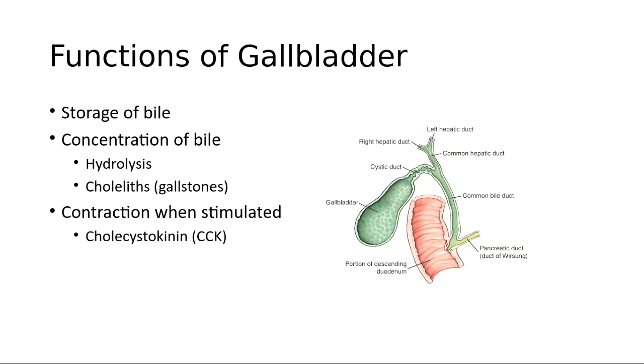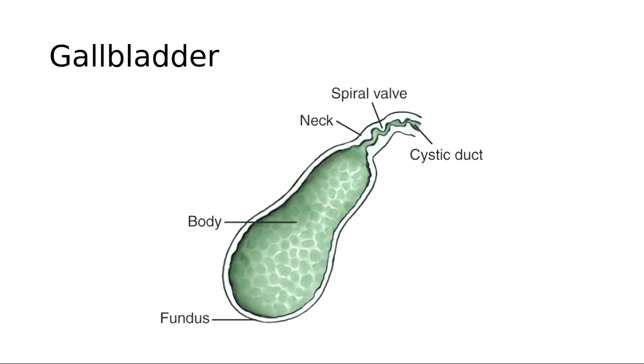And in a situation where too much water gets removed, what actually can happen is that you would form gallstones or choleliths. And a lot of patients have gallstones. Typically, it's not an issue. Let me go back. If the gallstones are in the fundus or the body and they're relatively large, then they're probably not going to go anywhere because they're not going to make it through the spiral valve.